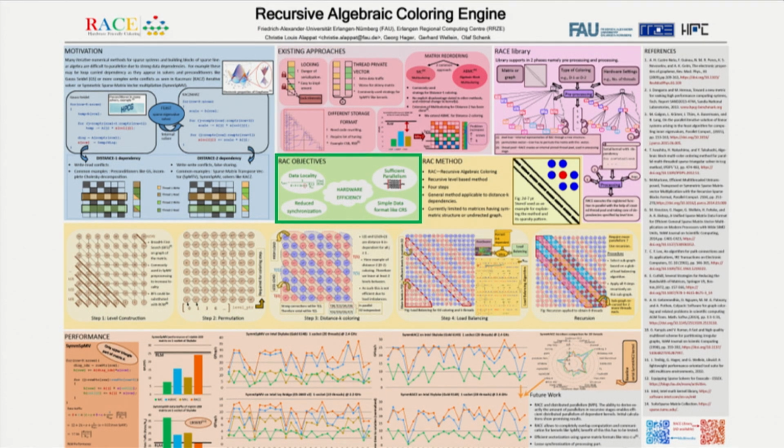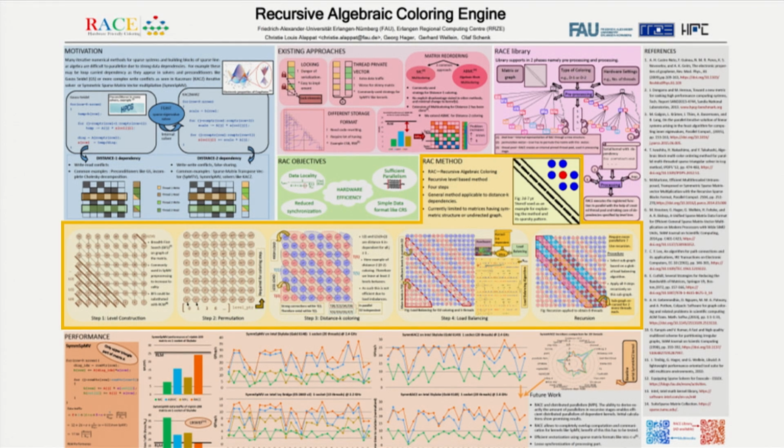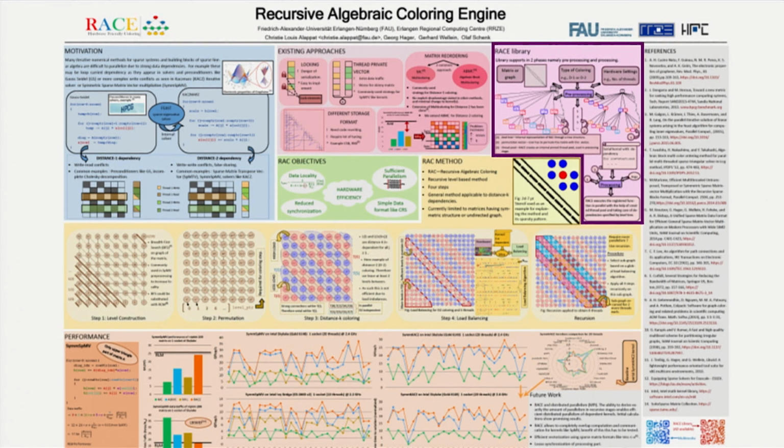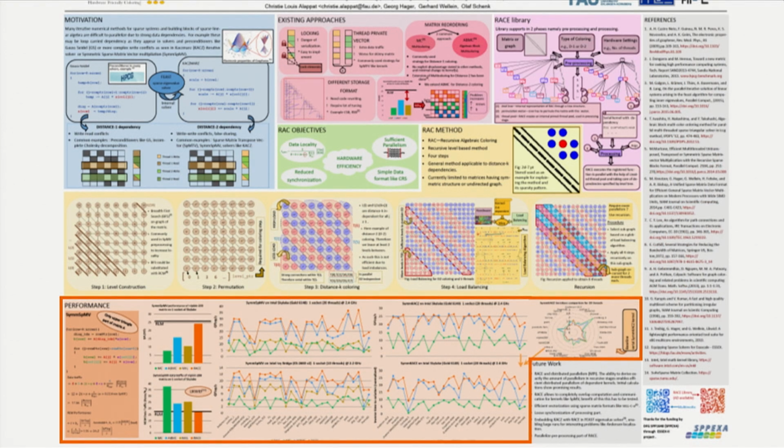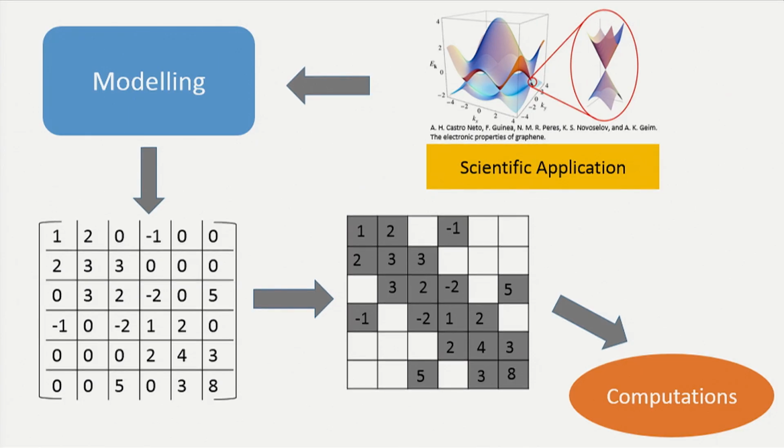In order to resolve this problem, I will further introduce you to a novel approach called Recursive Algebraic Coloring, or the RAC method. We will look into details and briefly discuss how this method is formulated. I will then introduce you to a library called Recursive Algebraic Coloring Engine, the so-called RACE library, which implements the RAC method. Finally, we will look into the performance results we obtain using this approach and do some comparisons. So let's get started.